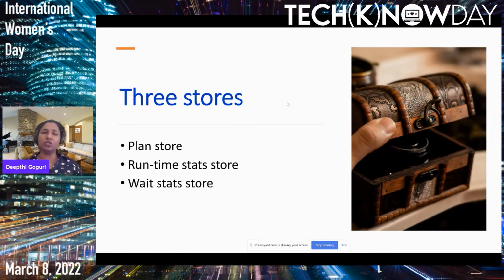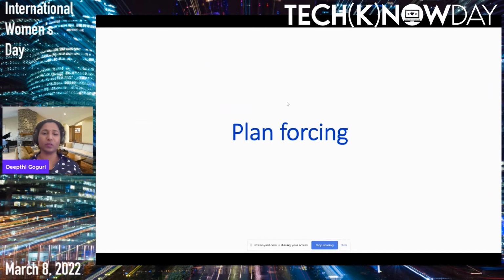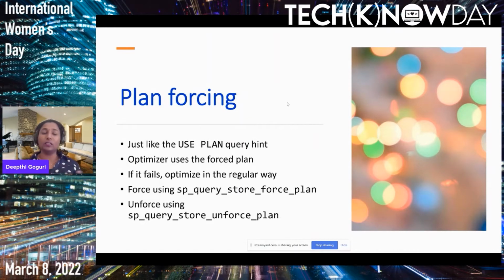So there are three main stores we have, like we have seen in how the query store actually works. We have the plan store, runtime stats store, and wait stats store. The plan store will obviously store the plan information. The runtime stats store will collect the runtime stats information, and the wait stats store will collect the wait stats information in categories. Let's go ahead and see how to force a plan. Again, this is just slides; we are going to see it in our demos as well.